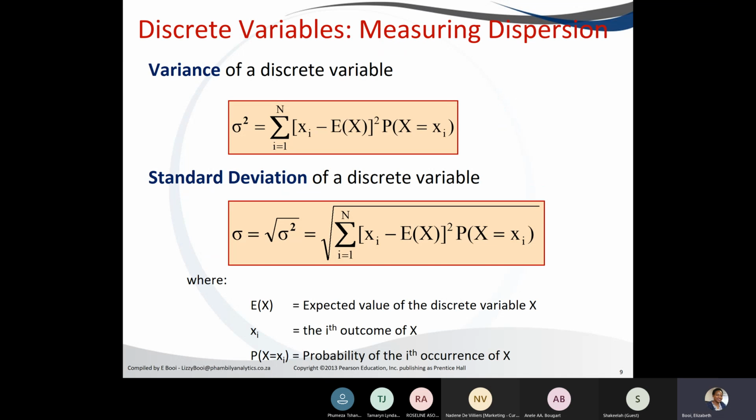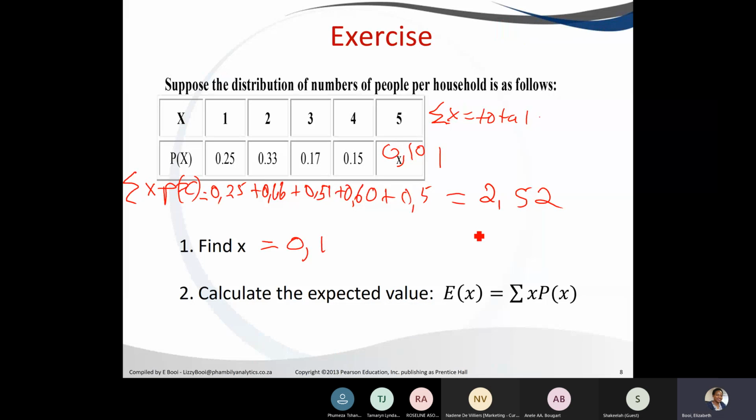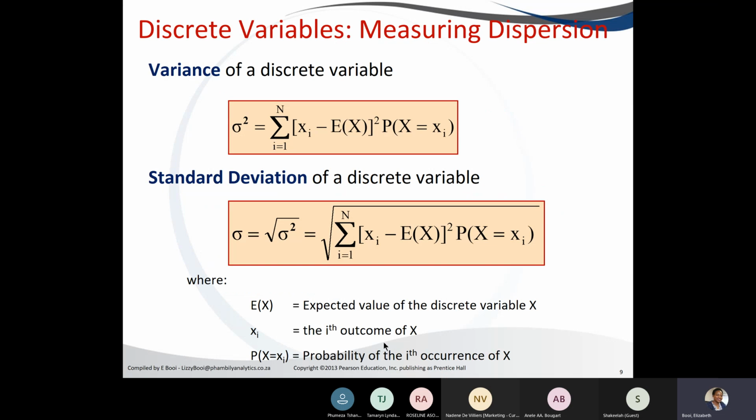We can also calculate the discrete, before I move on, because now I'm rushing. Do you have any question? Anyone who has a question? No questions. Okay.